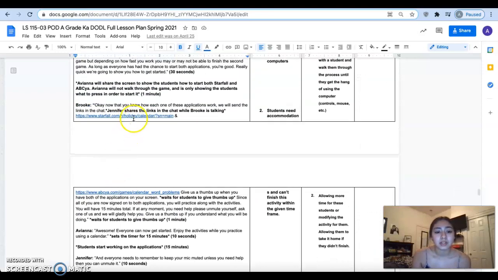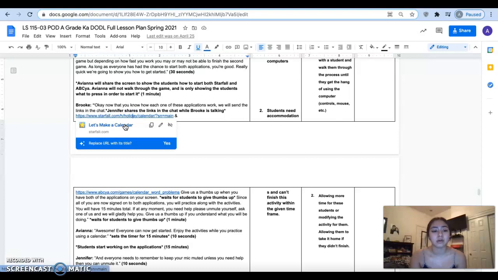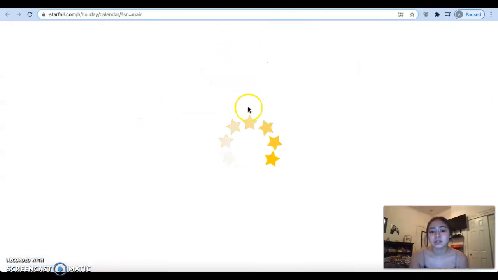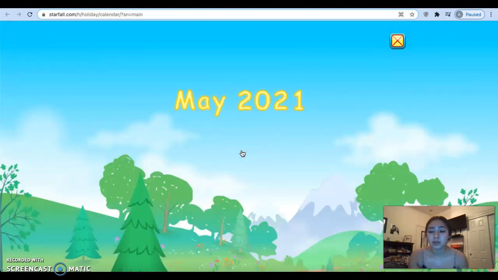And then we also have these applications with the Starfall Let's Make a Calendar. The students would be going through and putting together a calendar.